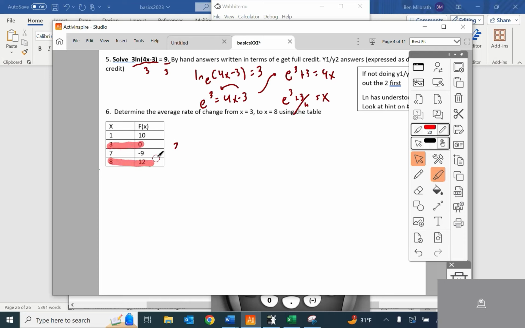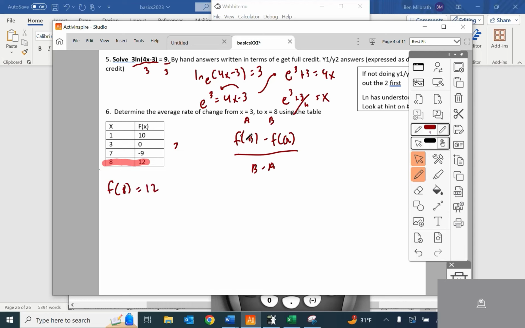Determine the average rate of change from x equals 3, I'm going to highlight that, to x equals 8 using the table. Now your formula is f of b minus f of a, over b minus a. So they're telling us that this is b and this is a. And let me just do this one at a time. When b is 8, f of b is 12.